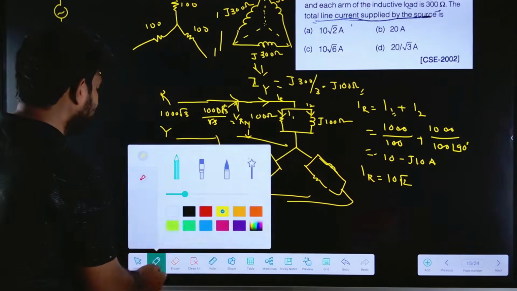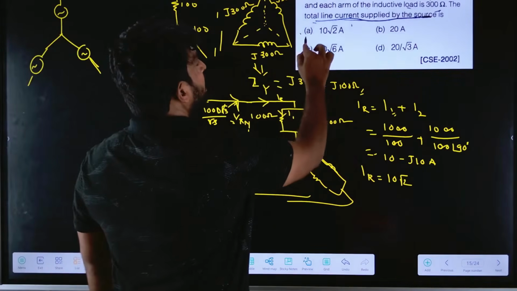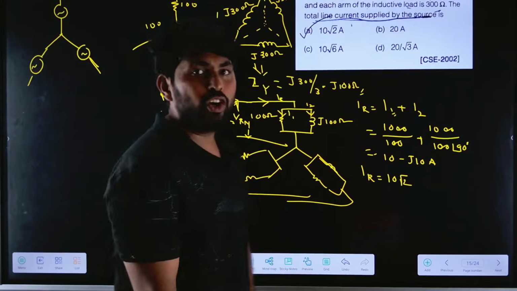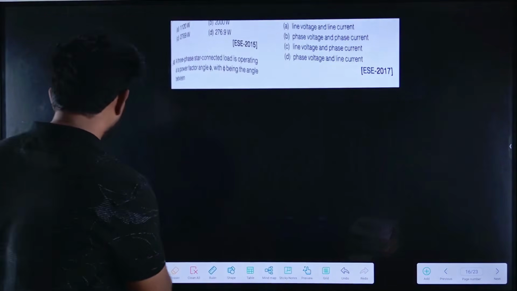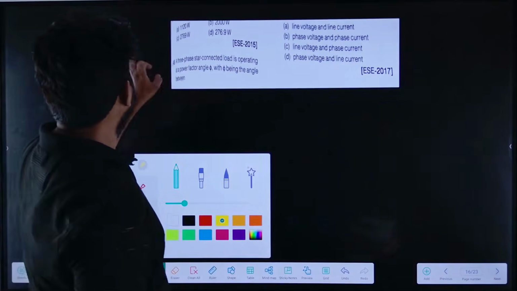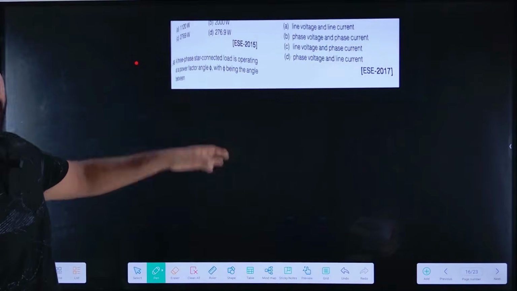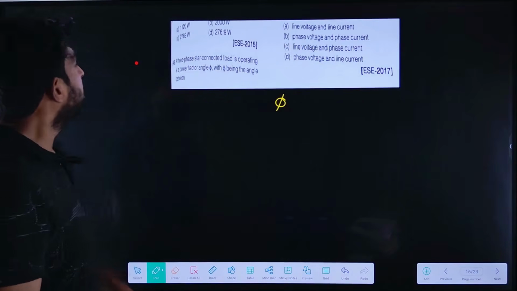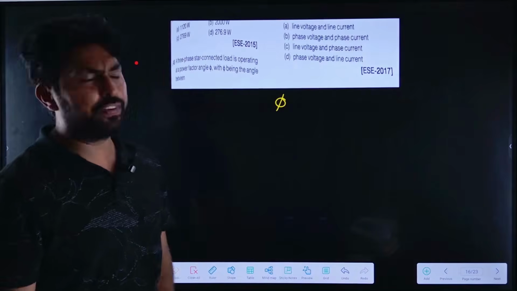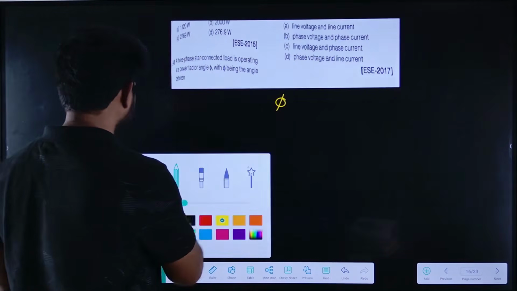So the answer will be the option. Now let us solve the next question. Here, a three-phase star connected load operates with the power factor angle given as pi, which is the angle between the phase voltage and phase current. So option B is the right option.